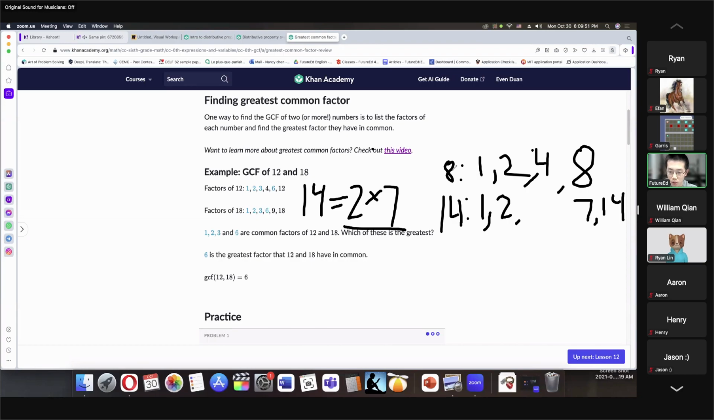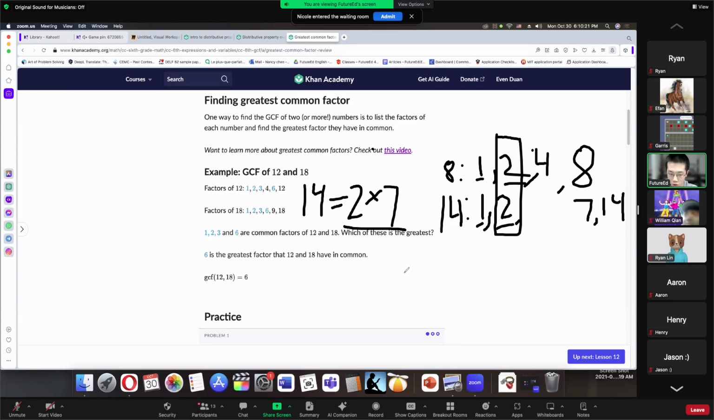So let's look on the list. 8 and 14, they're both divisible by 1. That's what's common with all integers. And they're both divisible by 2, right? But if we look in the list with 8, there's a 4. 14 does not have a 4. It has an 8. 14 does not have an 8, but 14 has a 7 and has a 14. So the greatest common factor here would be a 2. You guys see that? If we list all the factors of 8 and all the factors of 14, we see that the greatest common factor is a 2.